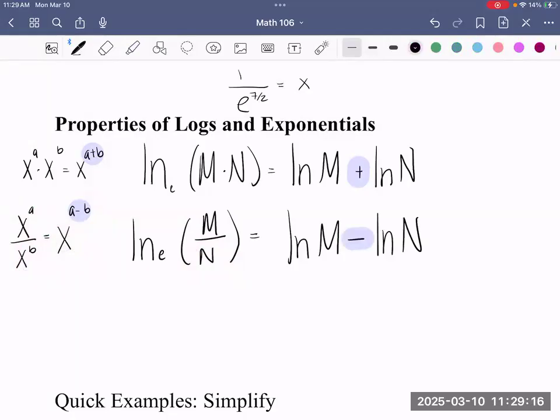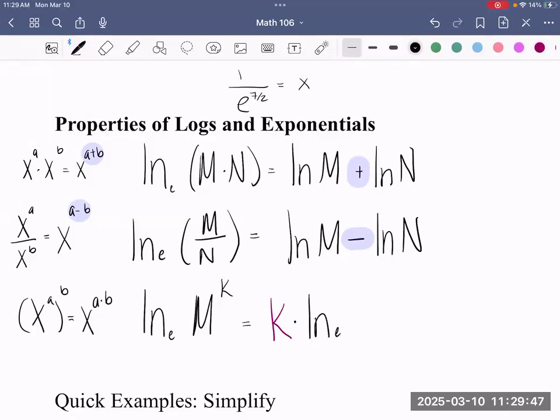And last one, right, we said where we had x to the a raised to the b. Well, we said, hey, we're going to multiply these two together. So for us, if we have ln, again base e, of m to the k, where k is now your exponent of sorts, this one is nice because we're going to show that they are going to be multiplied. So k is going to come out front and be multiplied to your logarithm. So that little multiplication symbol comes out here.